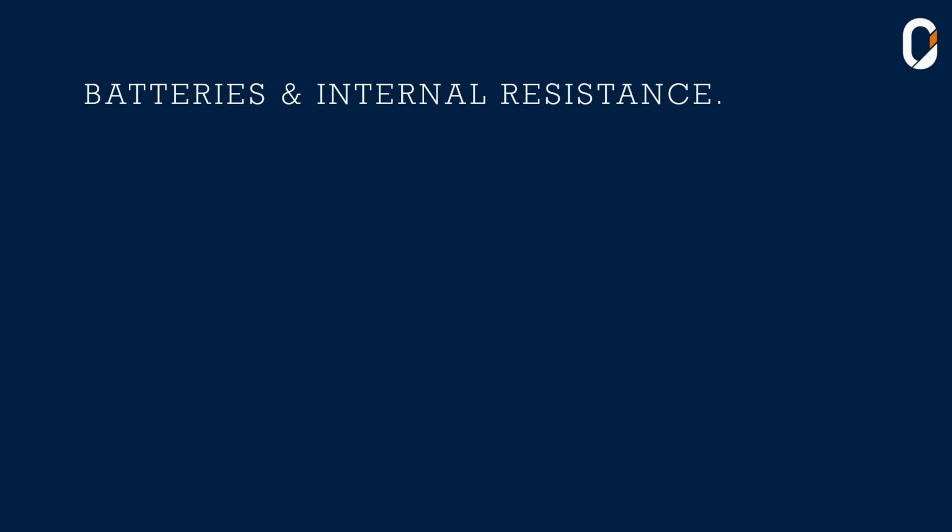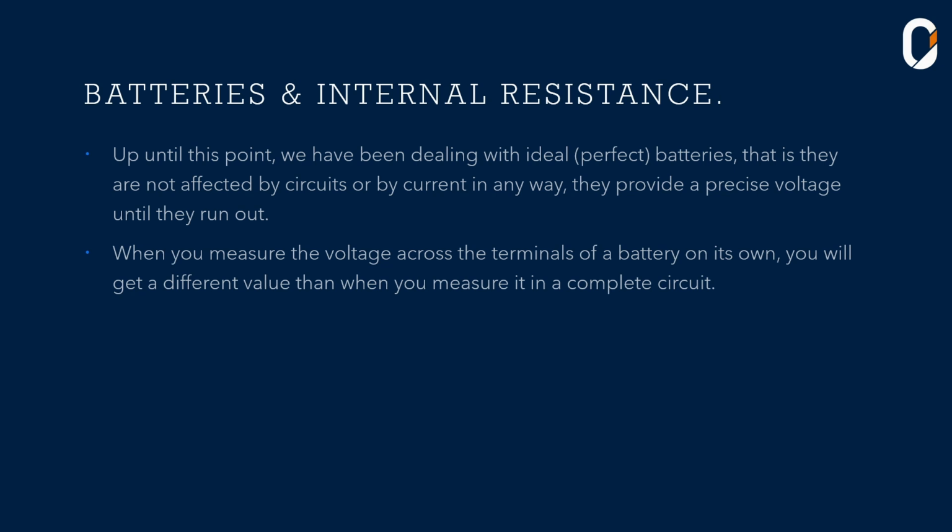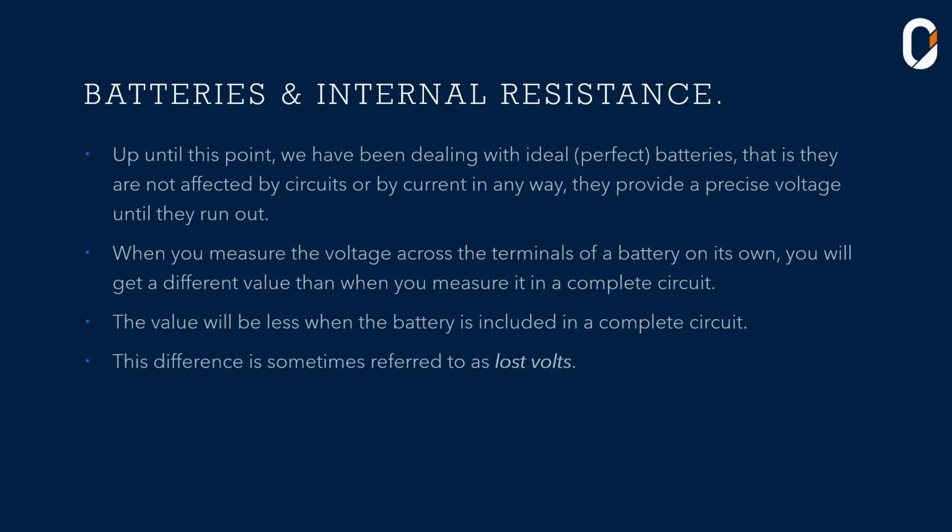Now let's move on to the battery and internal resistance. Up until this point, we have been dealing with ideal or perfect batteries. That is, they are not affected by circuits or by current in any way. They provide a precise voltage up until the point where they run out. But when you measure the voltage across the terminals of a battery on its own, you will get a different value than when you measure it in a complete circuit. The value will be less when the battery is included in a complete circuit because of the current that will be flowing through it. This difference is sometimes referred to as lost volts.